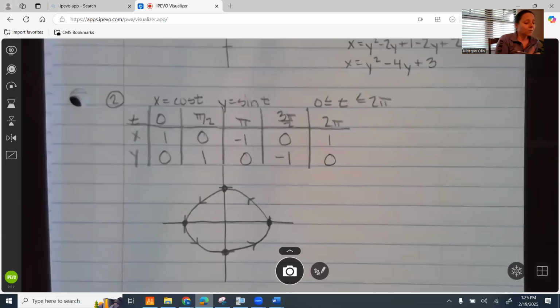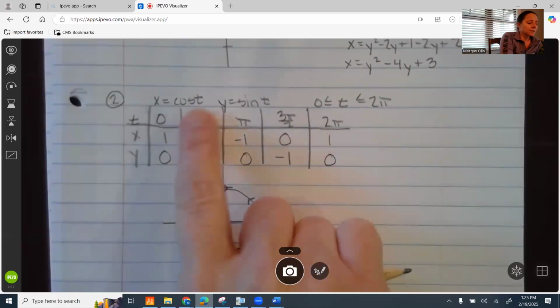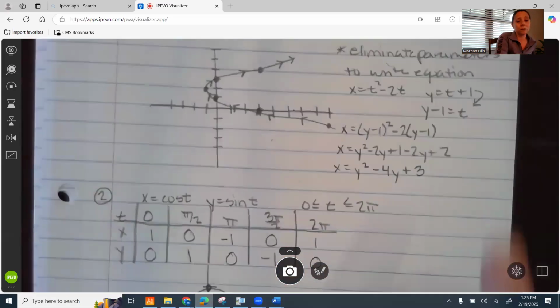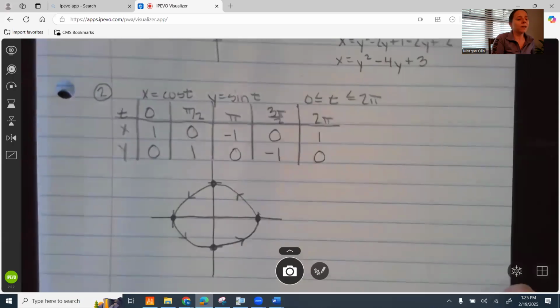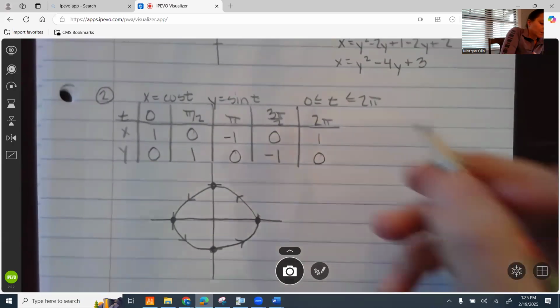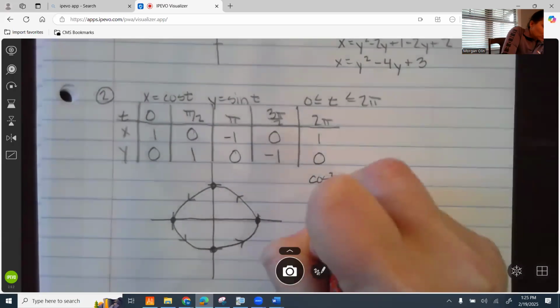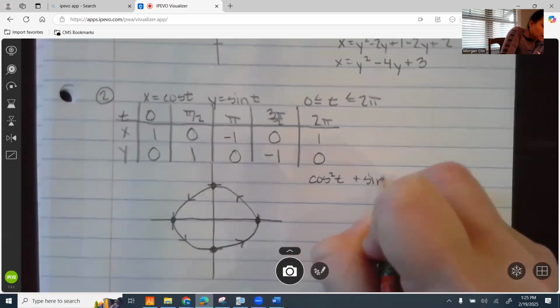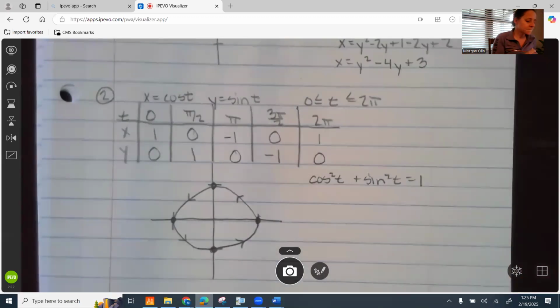So how do we isolate something that has cosine? The problem is that in the other one we solved for t and then put it into the other equation. We can't really do that with sine and cosine, but let's think about this. You know this trig identity: cosine squared t plus sine squared t equals 1. So we're going to use this trig identity.